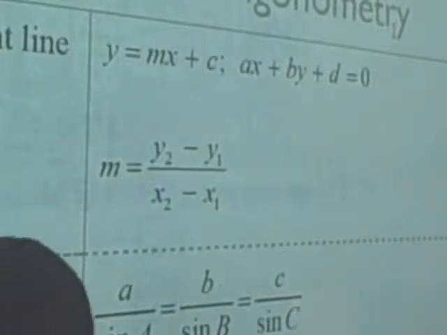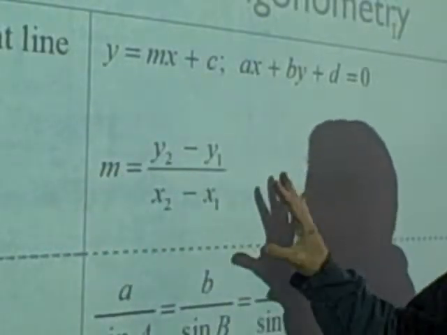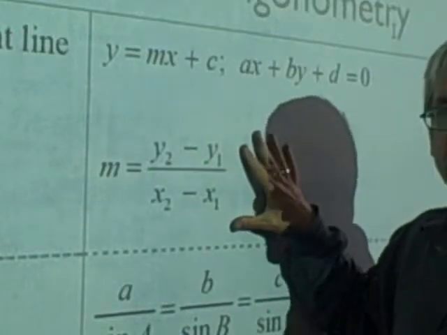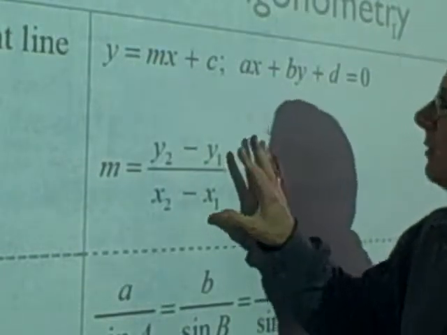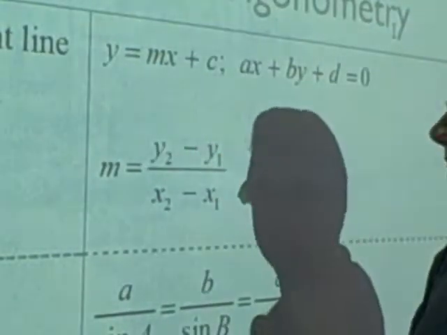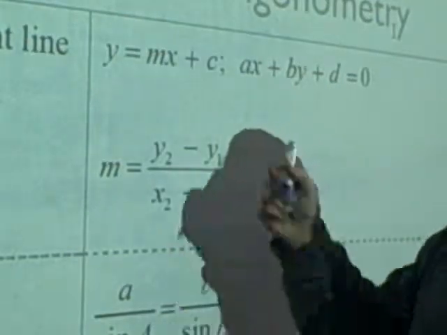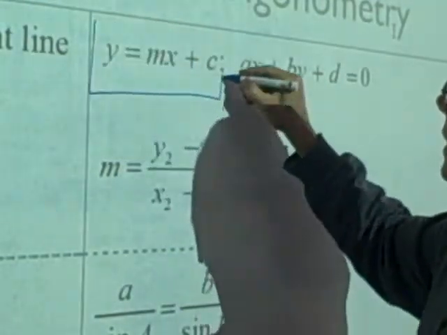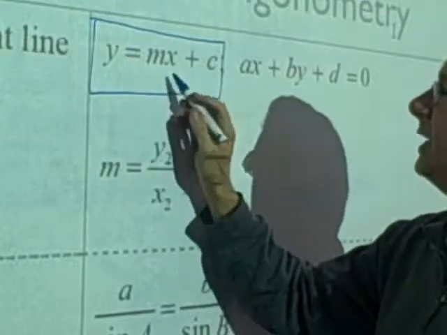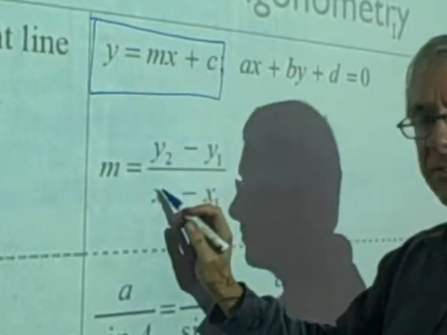Okay, so we'll start the next thing on the equation of lines with your formula that you're given. This is, of course, the gradient formula. It's on your formula sheet. Right above it is the standard form of a line, and next to it's the general form. But we're going to concentrate on this one right here. Y equals mx plus c, and it defines m down here.